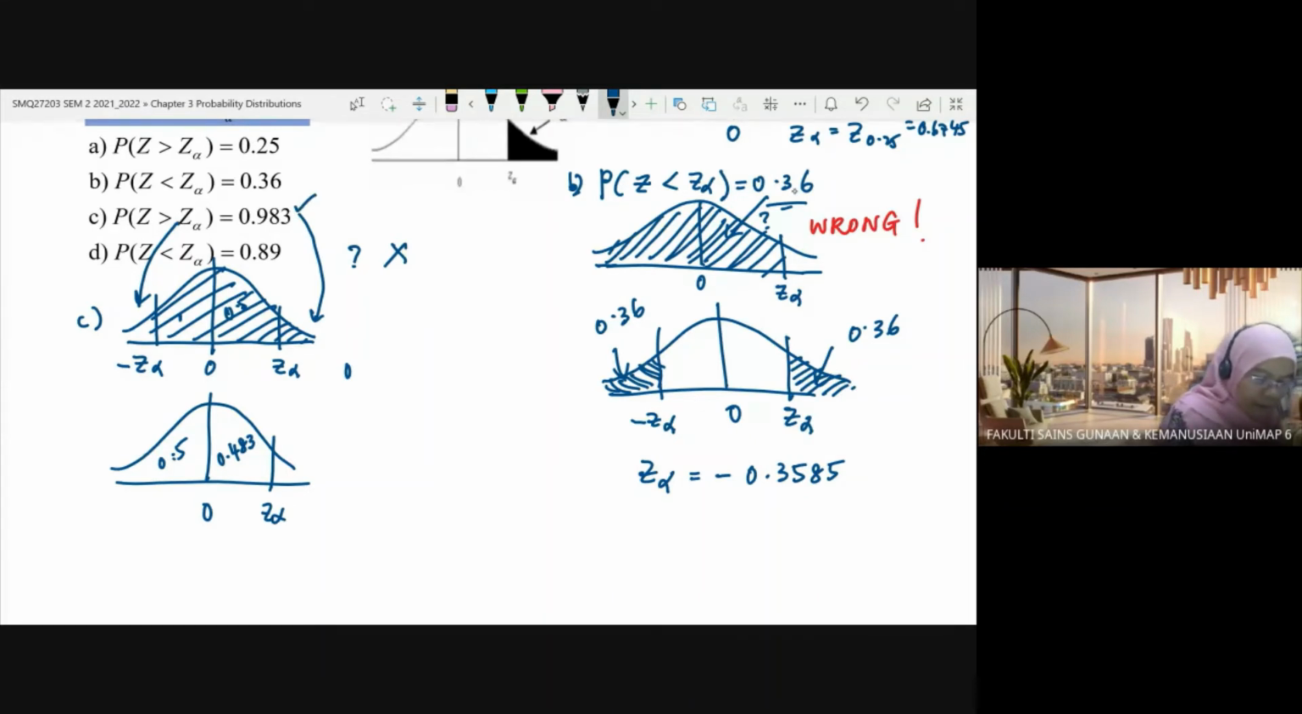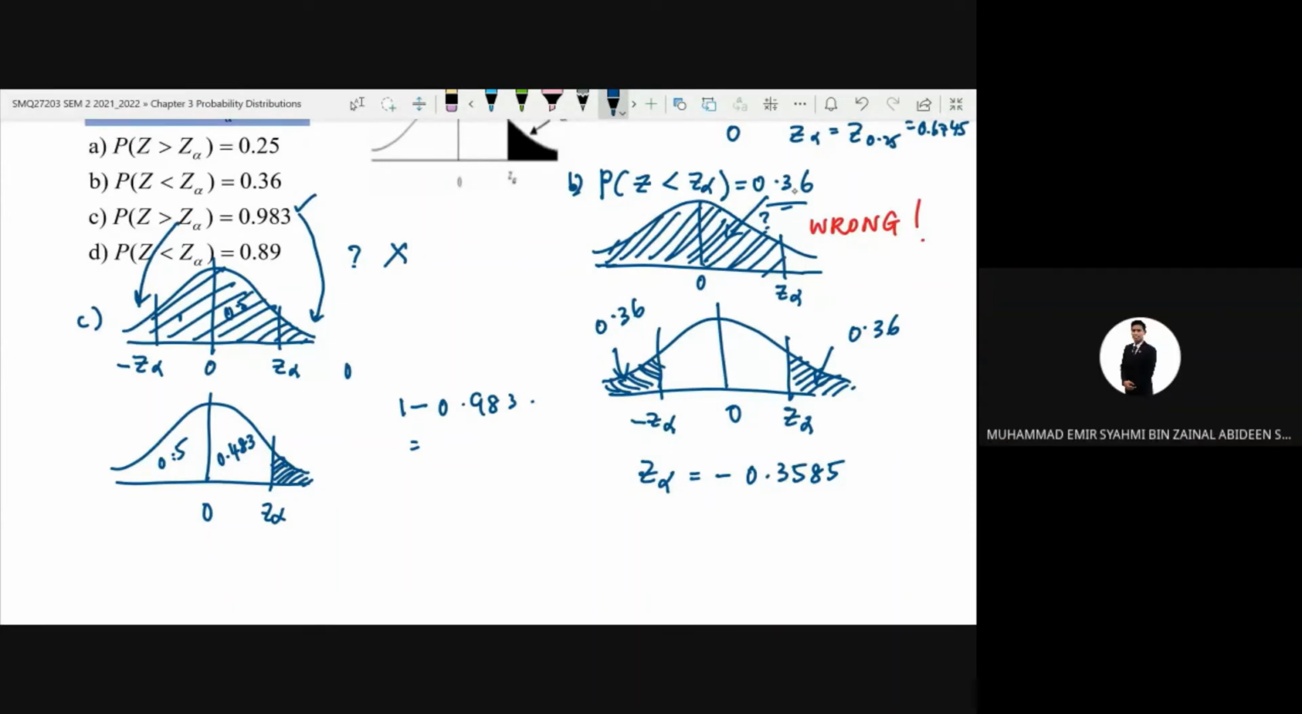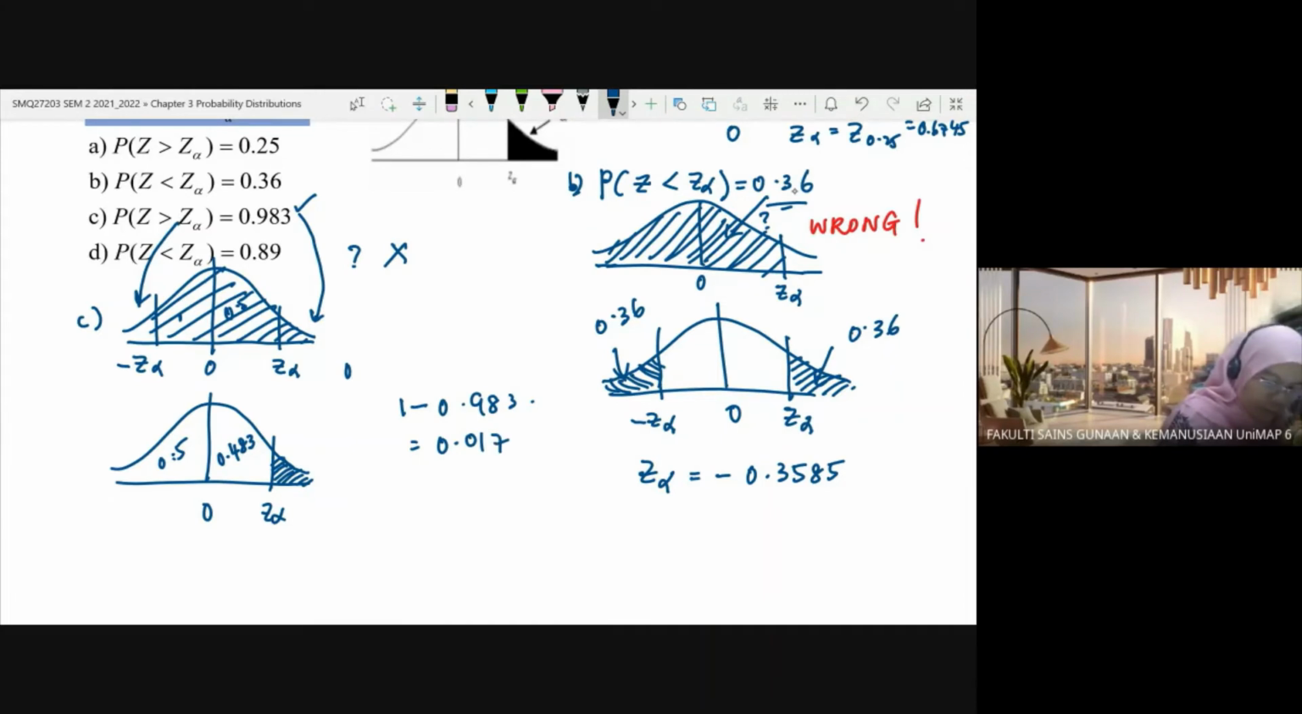Ataupun okey, nak senang lagi, kita terus tolak. 1 tolak 0.983 dapat berapa? Dapat 0.017. So this area probability value kat sini yang kita cari ialah alpha dia is 0.017.